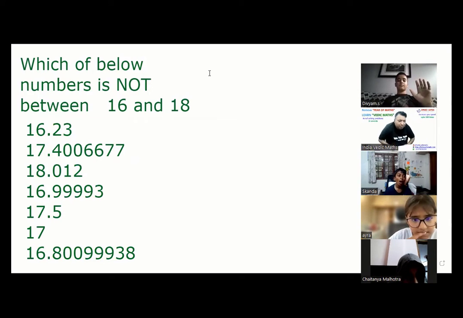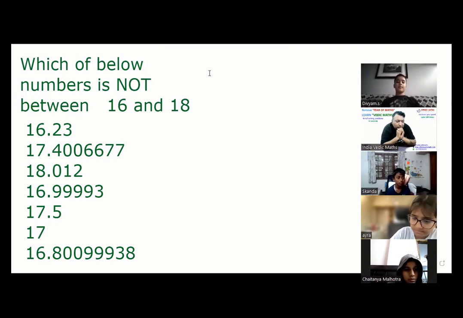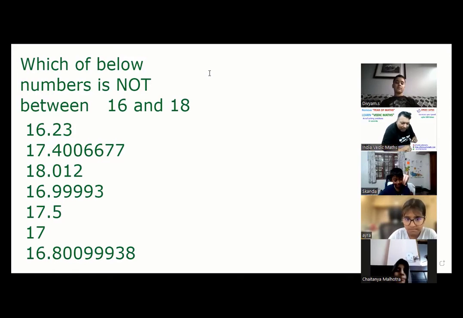Yes, Divya. They're all in between. No. See carefully whether all numbers are between 16 and 18. Really? Sir, no, sir. There's one difference, sir. So Divya and everybody else.